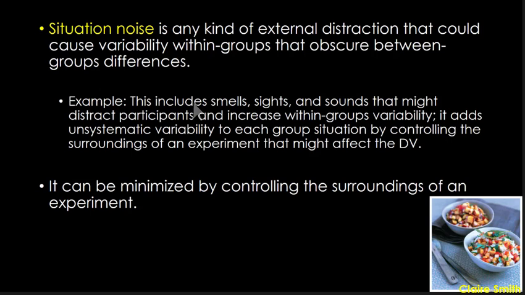Okay, situation noise, we're almost done. It's any kind of external distraction that causes variability within groups that obscures between-group differences. So smells, sights, sounds that might distract participants are going to increase within-group variability. If you're giving a test and having people take it in a busy sitting room, lounge area in Jamrich, and there's a lot of stuff going on, that is unnecessary situation noise. It's going to increase variability.